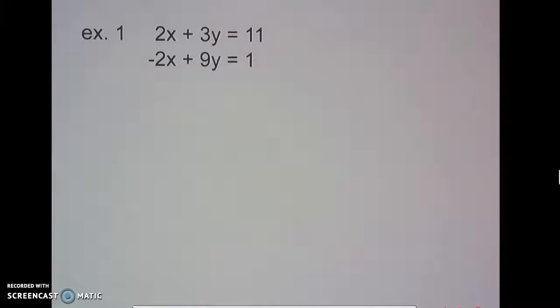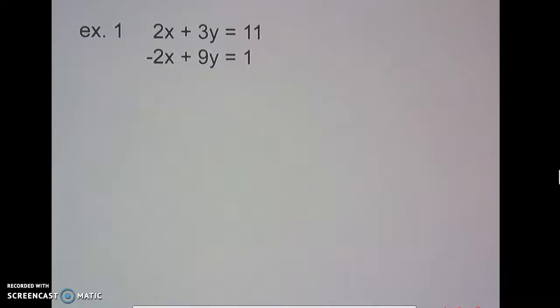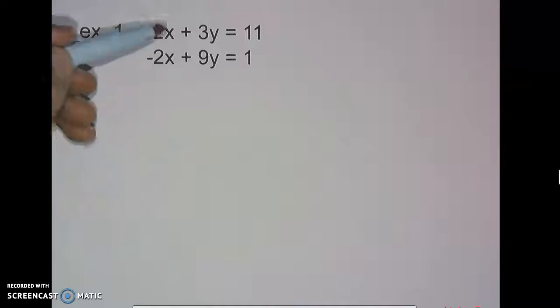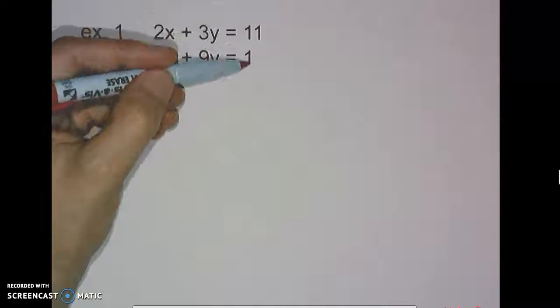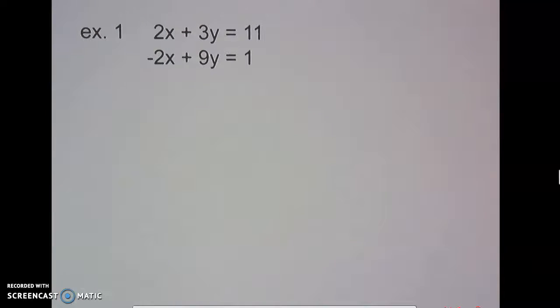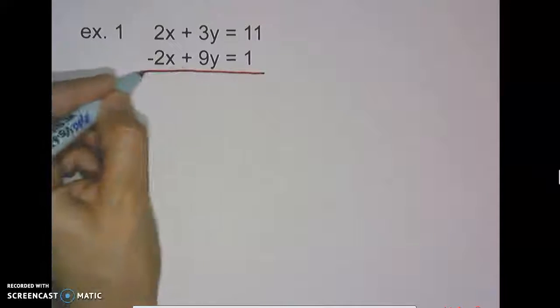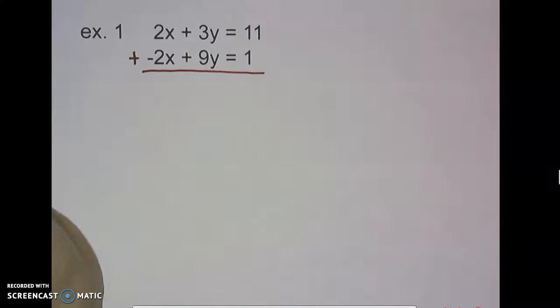So here's our first example. We have 2x plus 3y equals 11 and negative 2x plus 9y equals 1. We're going to make sure that our x's, our y's, and our constants are lined up with each other. Now we need to have one of the variables have the same coefficient, one positive and one negative. If we look at these x's, here we have a positive 2 and a negative 2. Those are the same numbers, just opposite signs. Since those are ready for us to go, we're going to add the equations together.